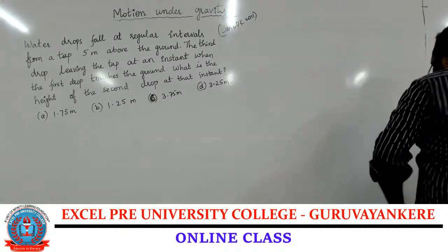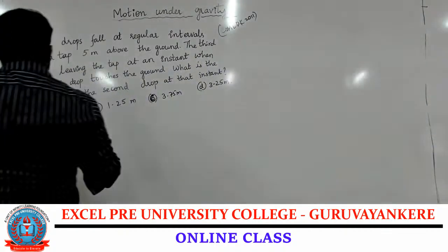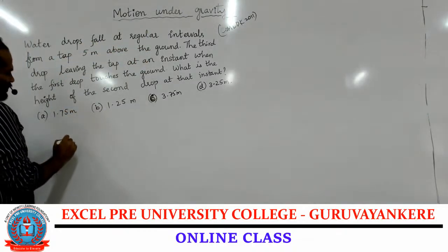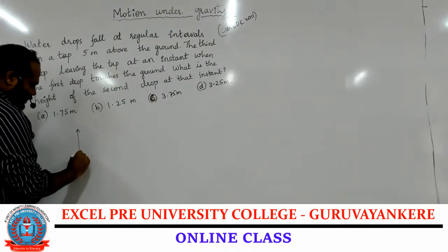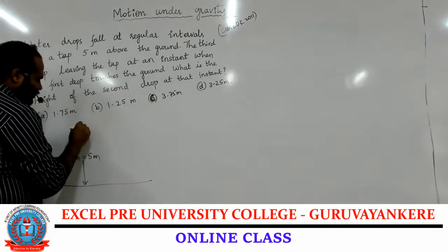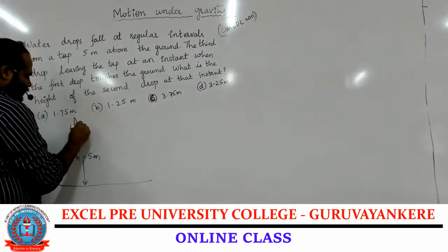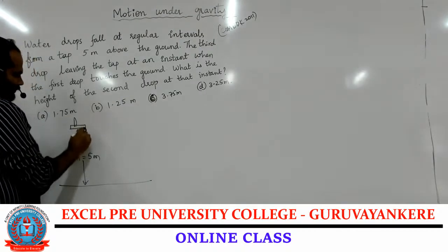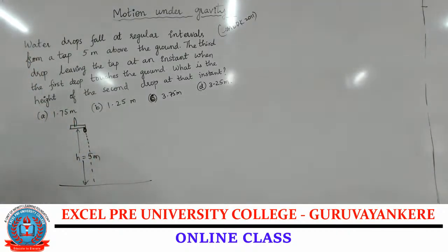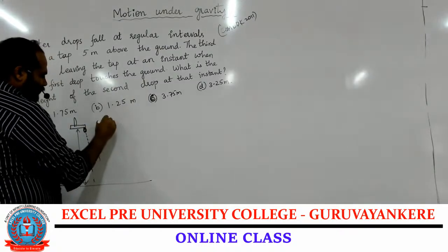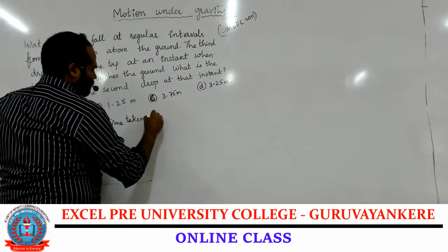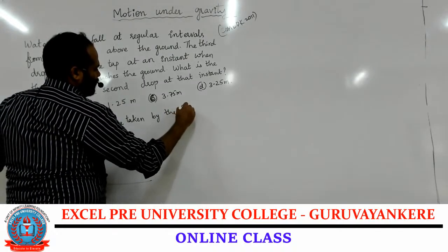Okay. See, first you calculate. Water drops fall at regular intervals from a tap. Tap is at a height 5 meter above the ground. This is a ground level. Here is where the drops going to fall from a tap. So they fall down by 5 meter. Agree? Correct?